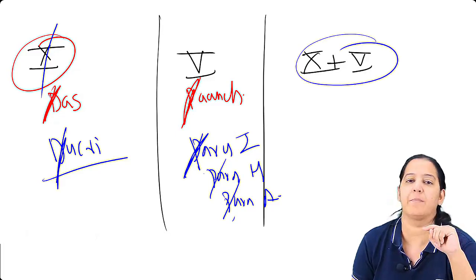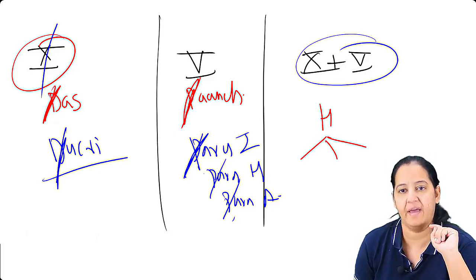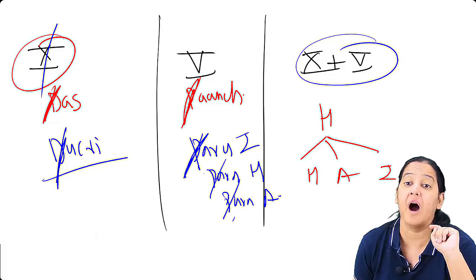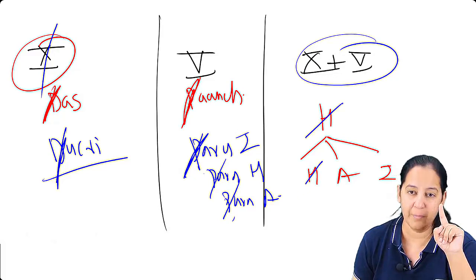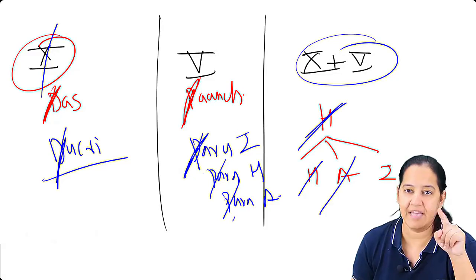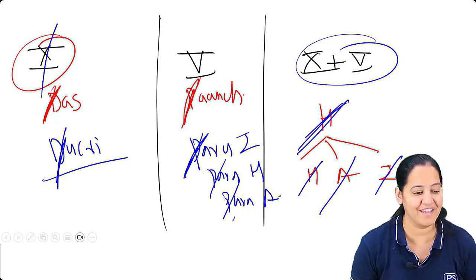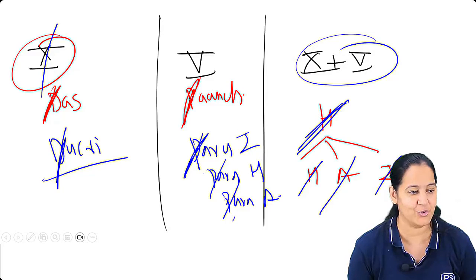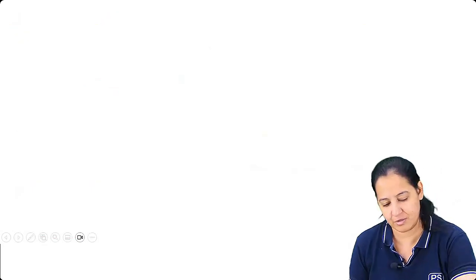The ones which require both. For that there is a mnemonic: high, HAI. So what is high? Say the full form. Haemophilus hemolyticus, Haemophilus aegyptius, and Haemophilus influenzae. I'm trying hard. Is the point making sense? I'm trying very hard to teach you. Okay? So please, you get many questions on that. Did you understand? You want to revise again?